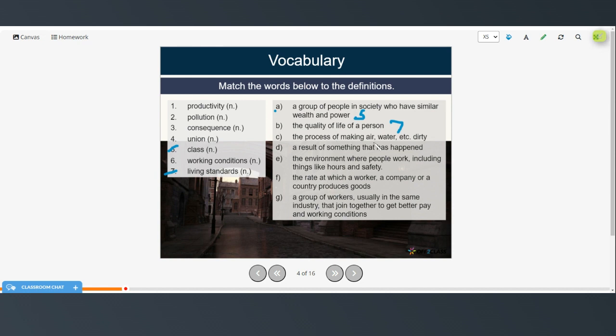The process of making air, water, etc. dirty, that would be number 2, pollution. A result of something that has happened, that would be number 3, consequence. The environment where people work, including things like hours and safety, that's number 6, working conditions. The rate at which a worker, a company, or a country produces goods, that would be number 1, productivity. And a group of workers, usually in the same industry, that join together to get better pay and working conditions would be number 4, a union.